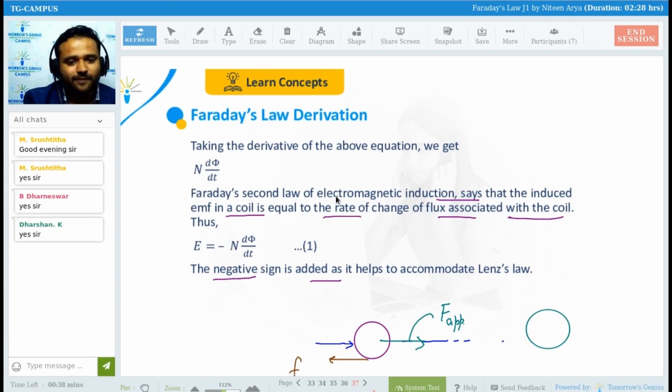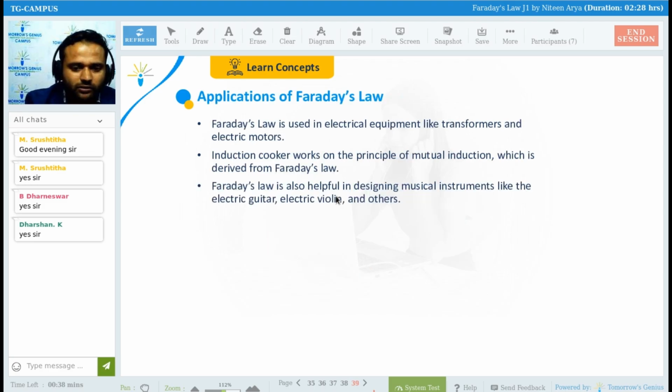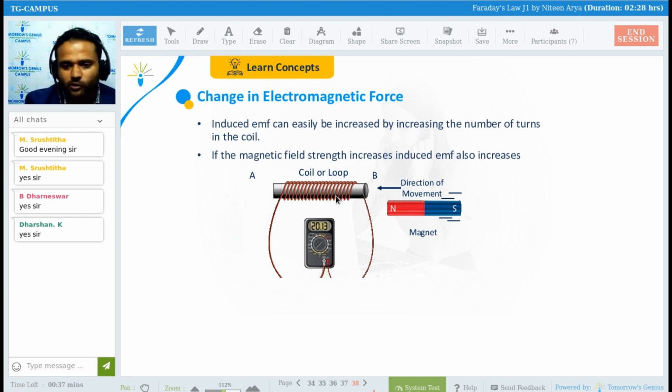Is this clear? In the same sense, this negative sign is added as it helps to accommodate Lenz's law. And Lenz's law states that the induced current, or the current generation, is going to be in the negative direction. Let me check whether it is given or not. No. Okay, so in the next class I'm going to teach you in a proper manner.